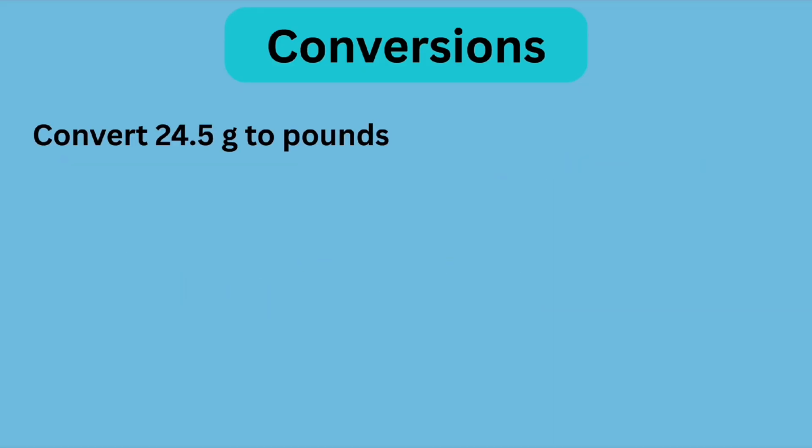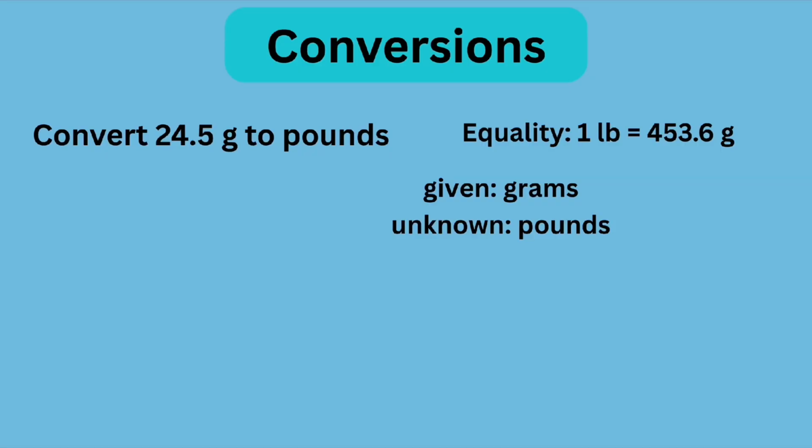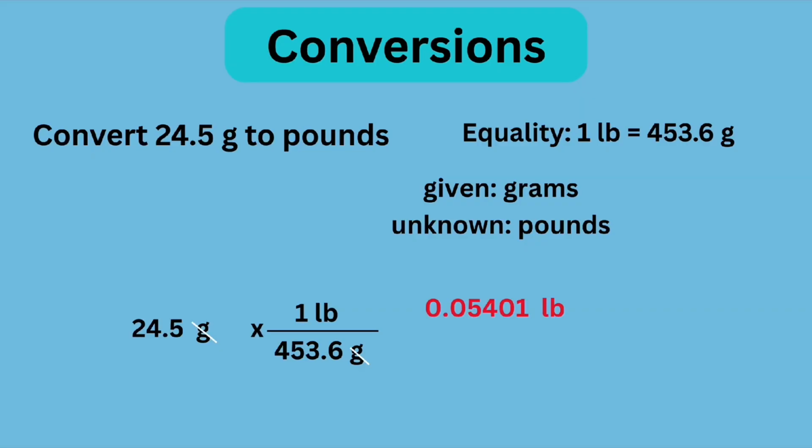Here's a different example. Find your equality, and again, you'll find your equality using a chart that is given to you, I'm sure. You have your equality between pounds and grams. You're going to identify your given units and your unknown units. You're still going to start off with your given, which is 25.4 grams. Set it up so that your unknown units, pounds, go in the numerator. Cancel like units. You do the math: 24.5 divided by 453.6. There's your number, and then with significant figures.